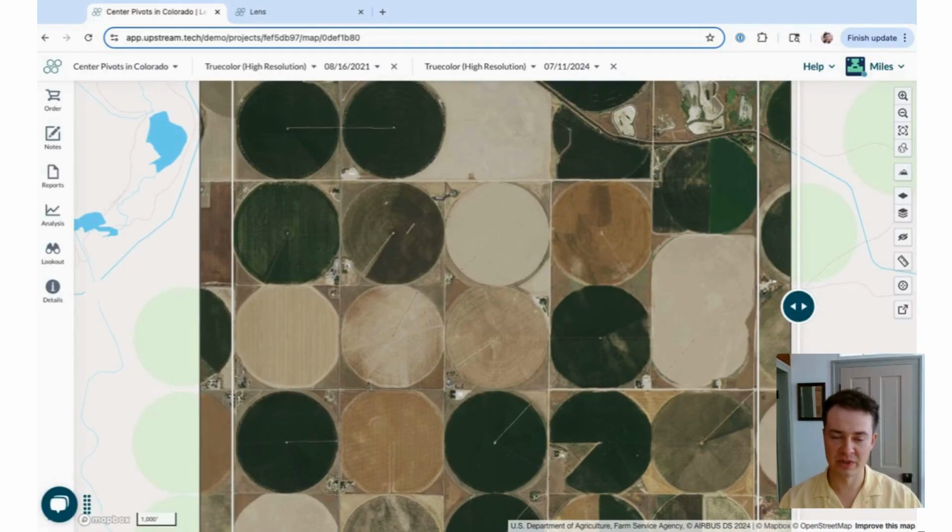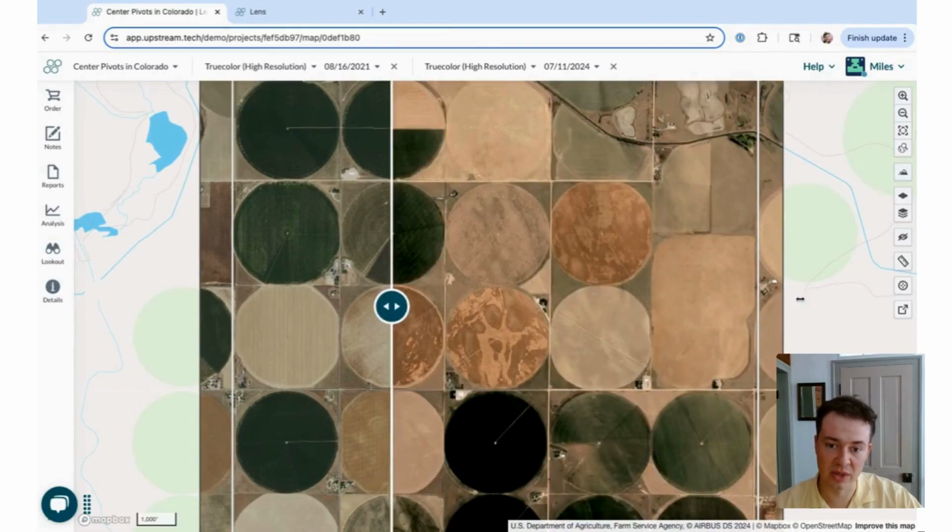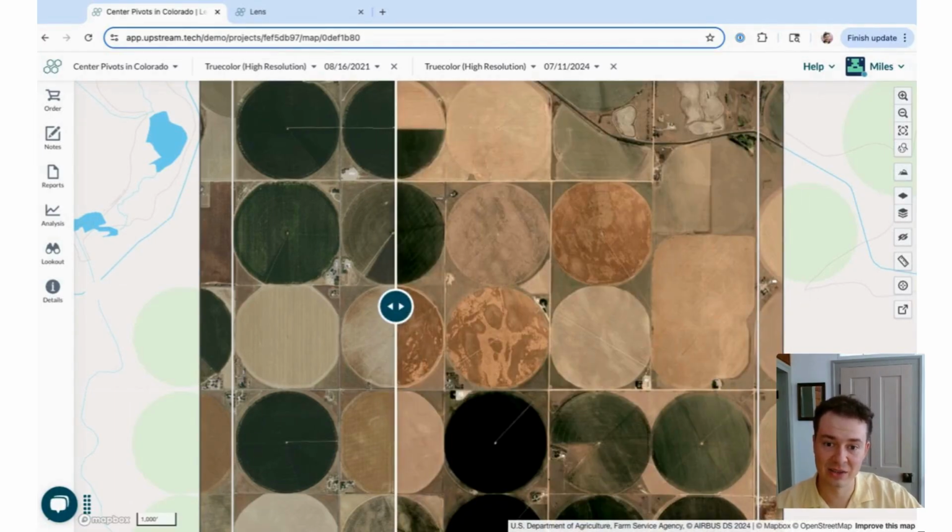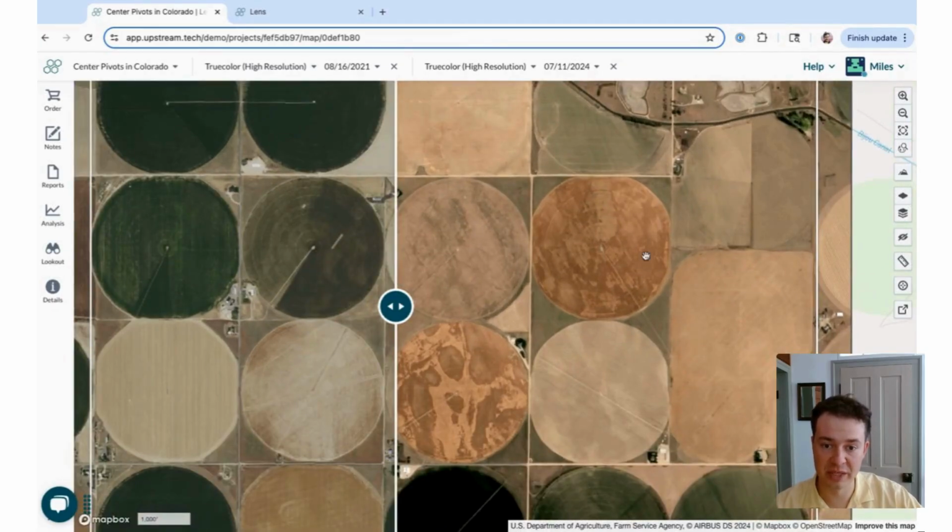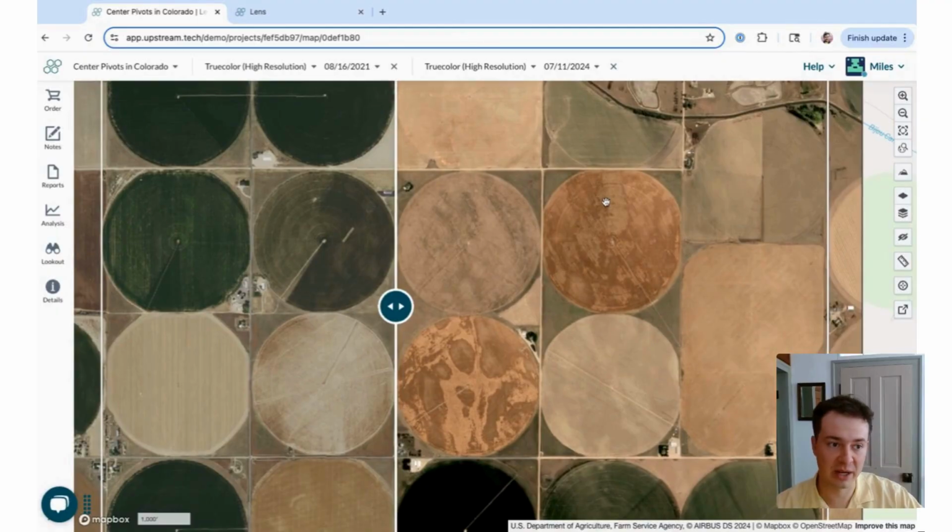One of the ways that our customers are using Lens is to evaluate agricultural properties across their state or across their county. And so here we are in Northeast Colorado, where we see lots of these center pivots, and we're looking at high resolution imagery that you can easily access through Lens on a per acre basis. And so we can really easily understand what this property looked like at certain points in time.